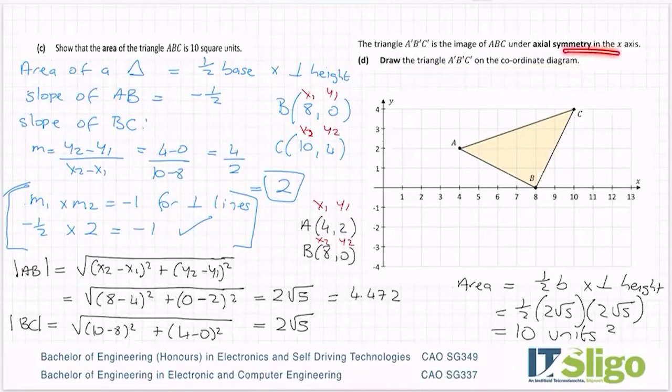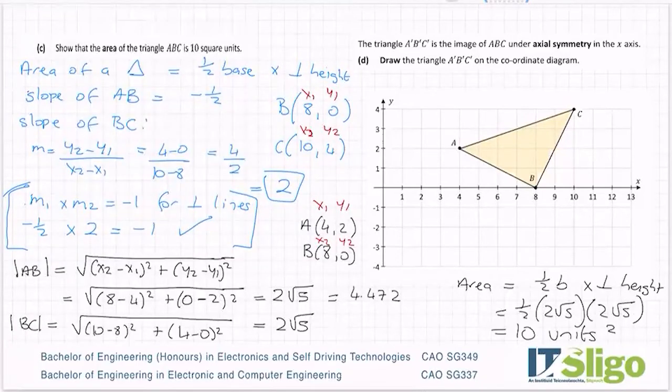So there's a few different symmetries on your course. Axial symmetry is one of them. Axial symmetry in the x-axis is one. Axial symmetry in the y-axis is another. Central symmetry, or symmetry through a point, is another one. Translation is another one, and so on and so forth, okay? So let me know if you need me to do any questions on these, just to go through them all.